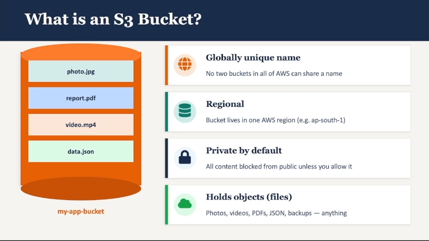Now, four things you need to know about a bucket. One, the name must be globally unique. No two buckets anywhere in AWS can have the same name. Two, it lives in a specific region. You pick Mumbai, Singapore, or Virginia, and the data stays there. Three, it is private by default. Nothing inside is public unless you explicitly allow it. And four, it holds any type of file, any size, unlimited quantity. That's a bucket: simple, powerful, and the foundation of everything in S3.